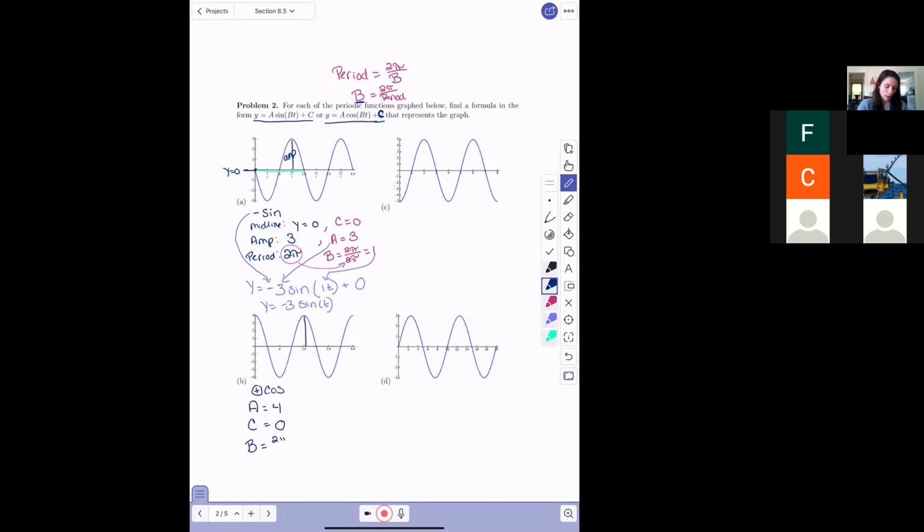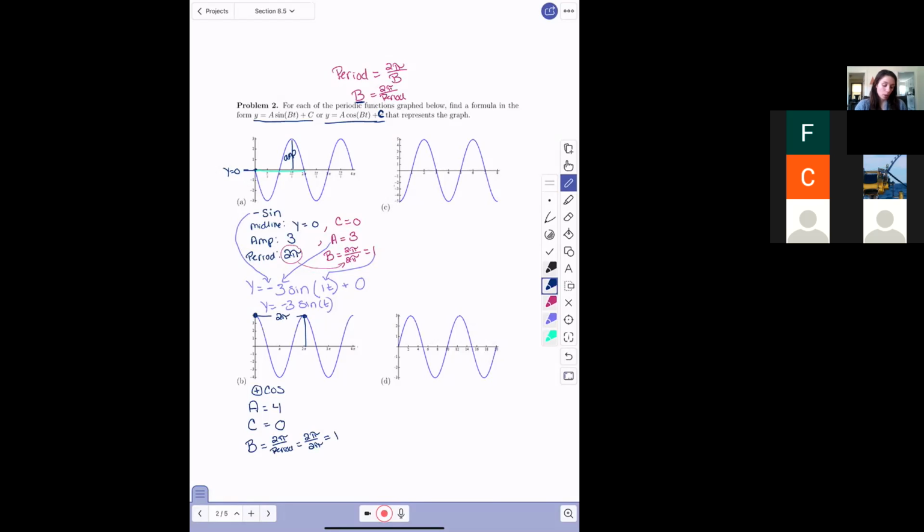B is 2 pi divided by the period. And my period, if we measure from peak to peak here, is what? 2 pi, good. So again, we'll have 2 pi divided by 2 pi, which is equal to 1. I didn't give you very exciting examples, I guess.